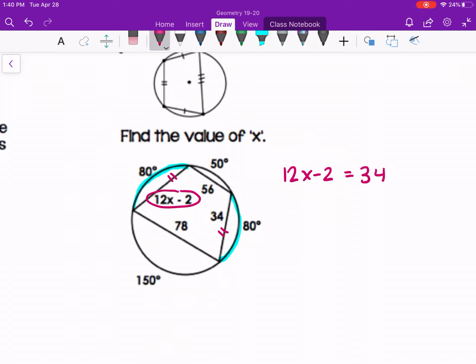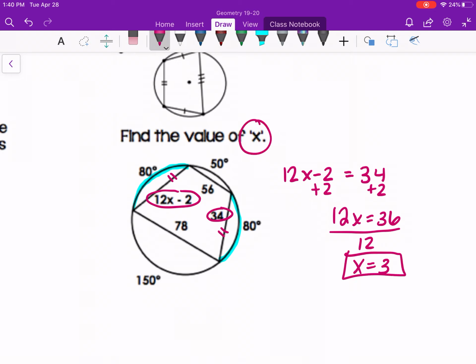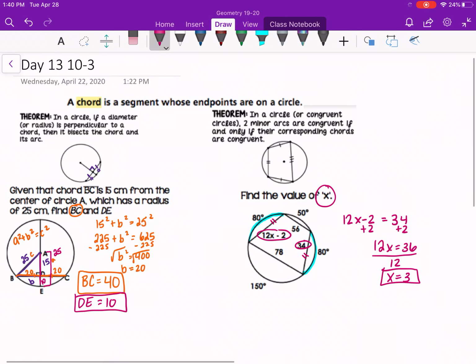If this line is congruent to this line, then the distance 12x minus 2 is congruent, or is equal, to 34. And so we solve. We divide. And we get x equals 3, and that's it. That's all it wanted, was just x. We don't have to go back and plug it into anything. Easy breezy, beautiful CoverGirl.